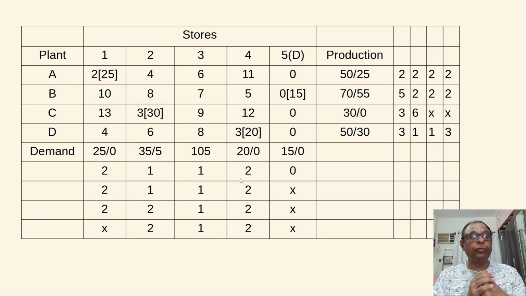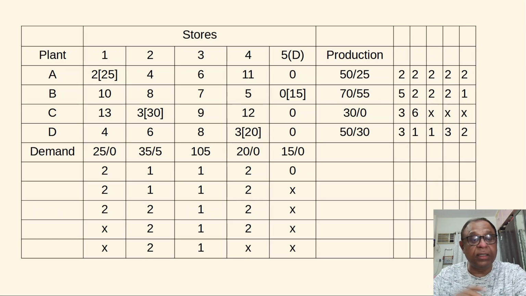And of course now column number 1, column number 4 and column number 5 will not appear in our penalty calculations. Similarly, row number 3, that is plant C, will also not appear in our penalty calculations. So we have appropriately put a cross here because these columns do not appear in the penalty calculation here.